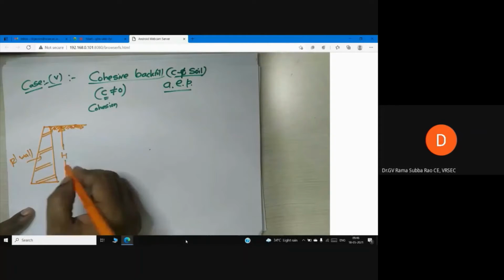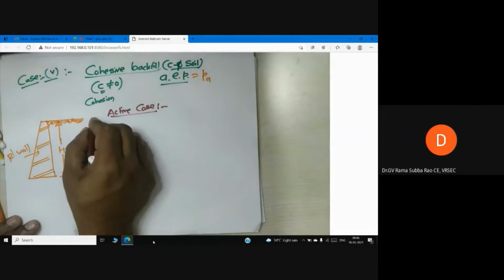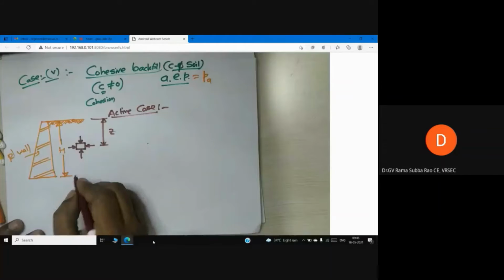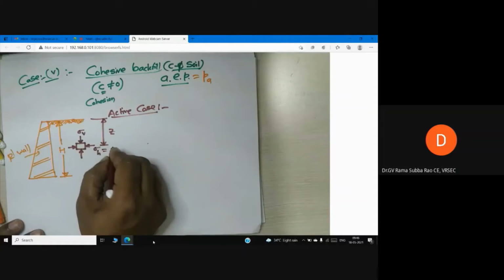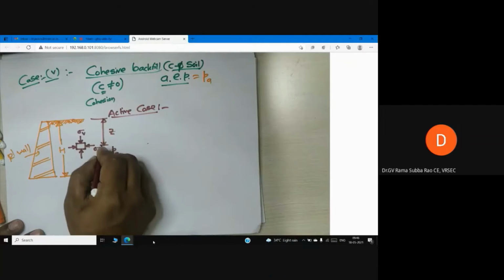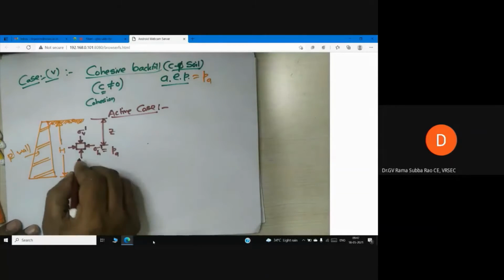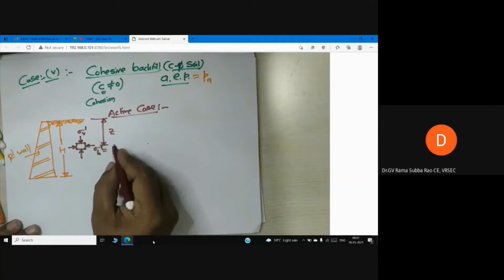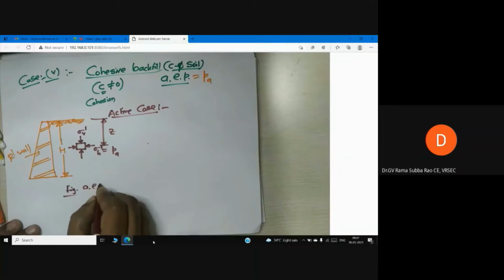So now I need to calculate active earth pressure PA. Let me take it at any depth Z from the top, from the ground surface. This is sigma V, no doubt this is sigma H. I want sigma H, PA, to be frank, dash, right? So now the thing is, I want to know what is PA, sigma H. So now in active case, this is the figure, active earth pressure.